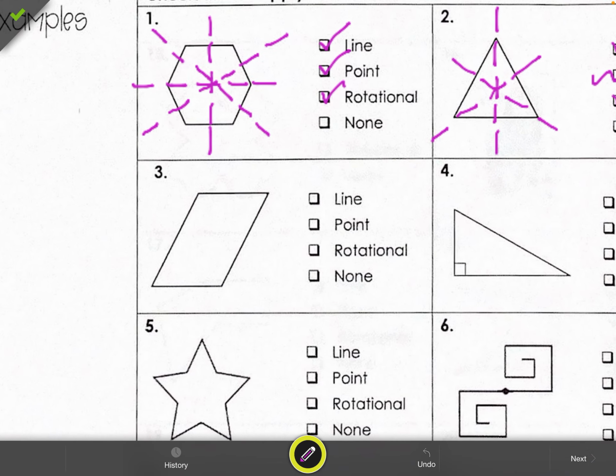All right, number 3, okay, that's a parallelogram. So we have to see, does it have any line symmetry? So if you try to do the vertical, okay, vertical does not work. Okay, let's try the horizontal. Now be careful here, because some people do think that the horizontal works, but if you actually were to draw that on a piece of paper and fold it on the dotted line, your pieces would not match. So that doesn't work. Let's check the diagonal.